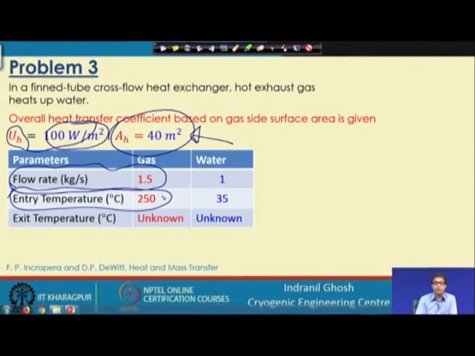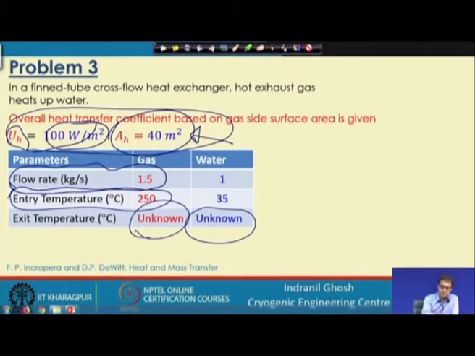Now we want to find out how the heat exchanger performs, that is, the exit temperatures of the gas side, or hot fluid, and the cold fluid. So it is no longer a design problem; rather it is a simulation problem, or heat exchanger performance problem. Here the heat exchanger configuration is known, and what we intend to calculate is the exit temperature of the fluid streams.